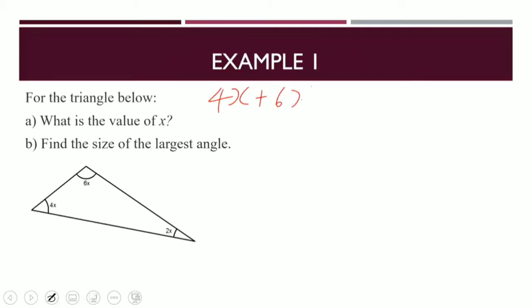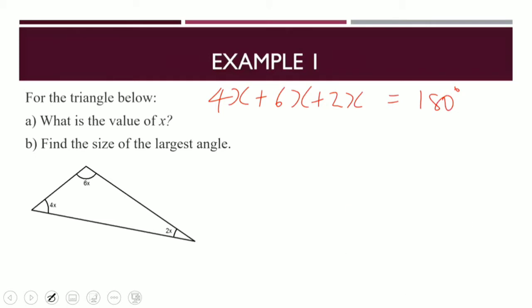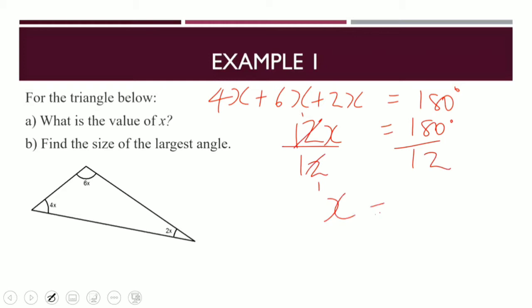So 4x plus 6x plus 2x is going to be 180 degrees. Then we simplify the terms on the left-hand side of our equation so that we can solve and find the value of x. 4x plus 6x plus 2x, what will your answer be? If you said 12x, then you are correct. So 12x equals 180 degrees. I just want x, so I need to divide by 12. If I do that to one side, I'm going to do it to the other side. 12 into 12 goes one time, so x is equal to 15 degrees.